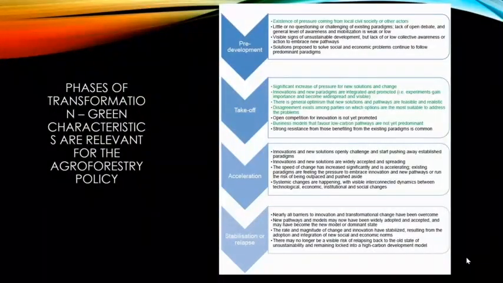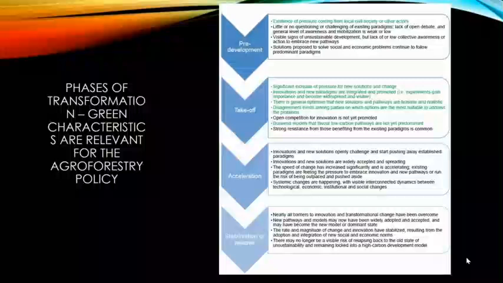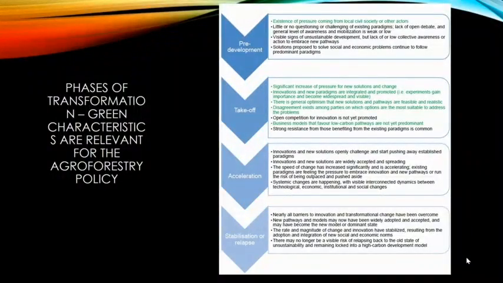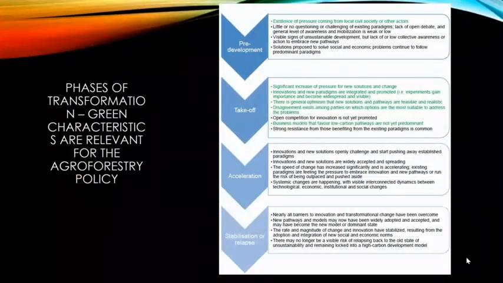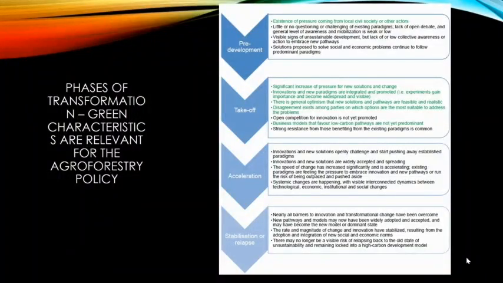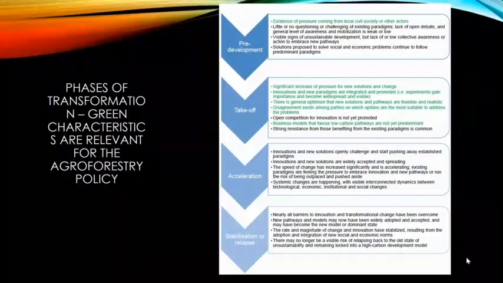And then this is just a snapshot of the different stages of transformation. So there are 4 stages. This is pre-development, takeoff, acceleration, and stabilization or relapse. All of them have different characteristics that help you determine which stage or which phase your policy or action would fall in. So those highlighted in green were the ones that we identified that exist and were applicable to our agroforestry policy. So that's the reason for us determining that it was at the takeoff stage of transformation.